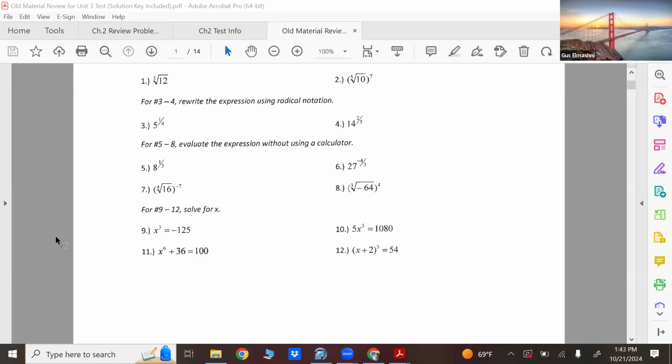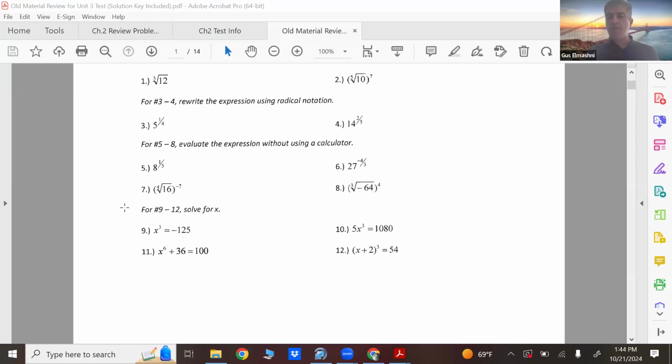Old material. Is this the review portion of the test? Yep, 100%. And it will be calculator allowed. Finance formulas, and then simplify exponents and radicals. Okay, there you go. So you should know fraction exponents, like what's happening there.